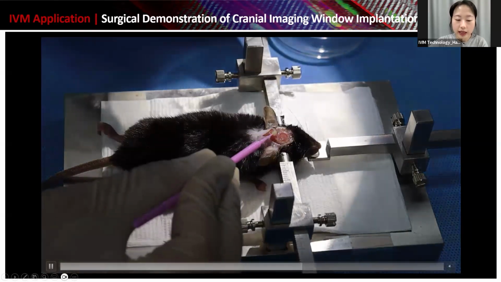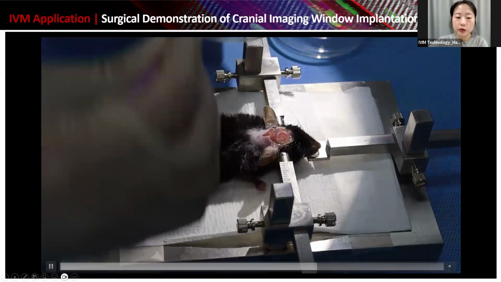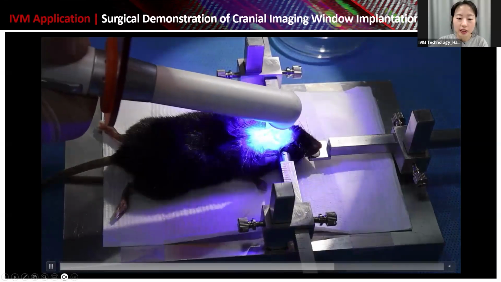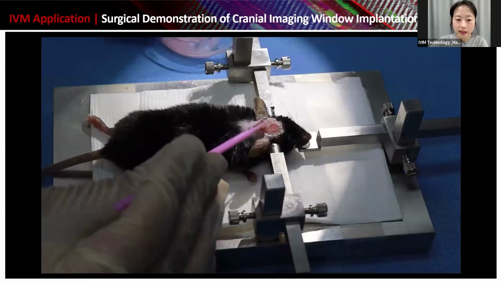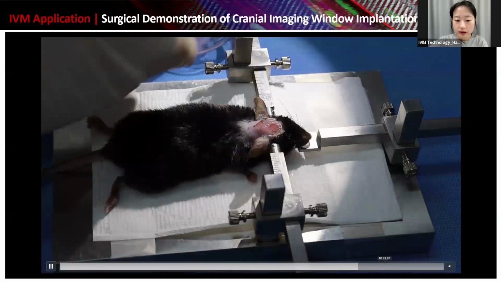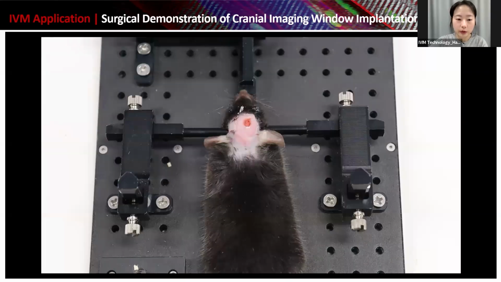So this window maintains over 1 year and a half. This tool is very useful for studying many brain-related diseases such as Alzheimer's or Parkinson's disease and brain tumor as well. Shown here is the overhead view of the completed cranial imaging window.